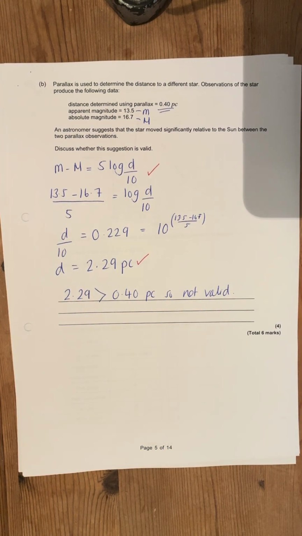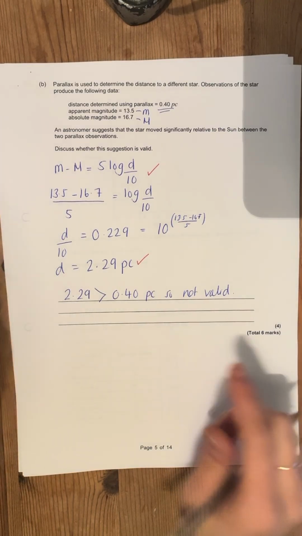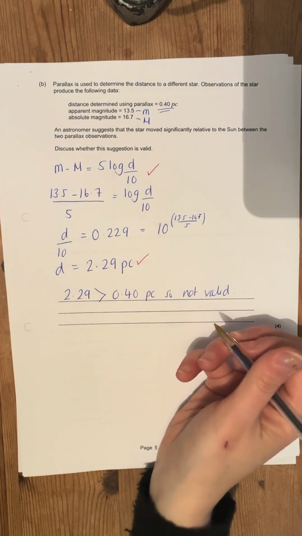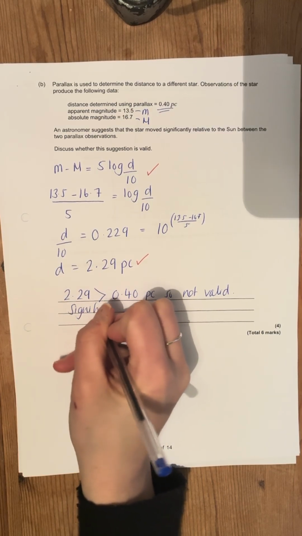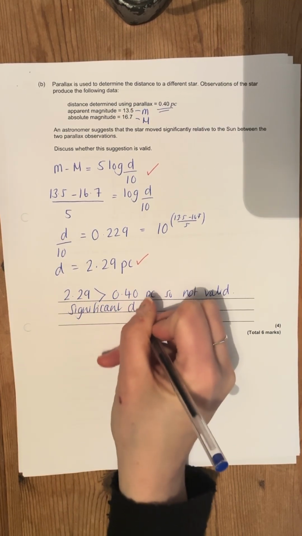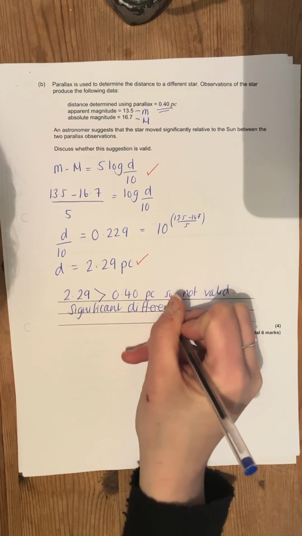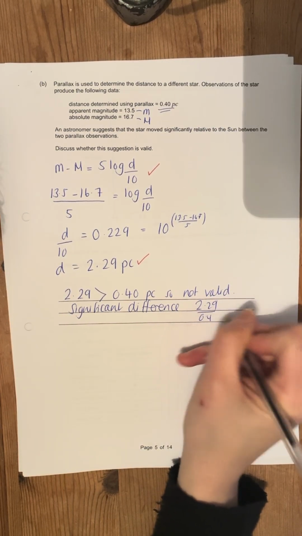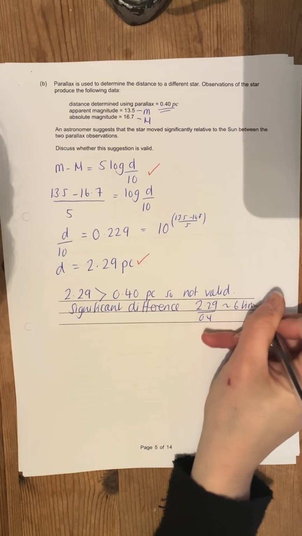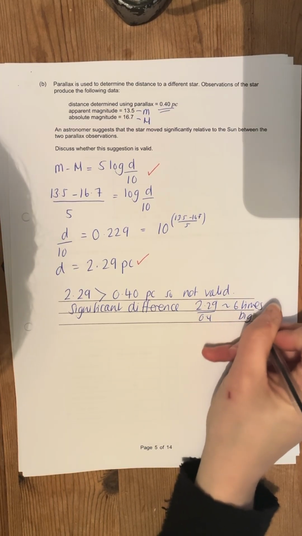The 4th mark, it's quite vague. I think it kind of says you need to go into a bit more detail. Why could it not be valid, or why is it not valid? Well, you could say, because this is a significant difference. And we can see how significant it is by comparing those 2 numbers. So you could do 2.29 divided by 0.4. It's about 6 times bigger, which is a lot. So that would be one way to do it.